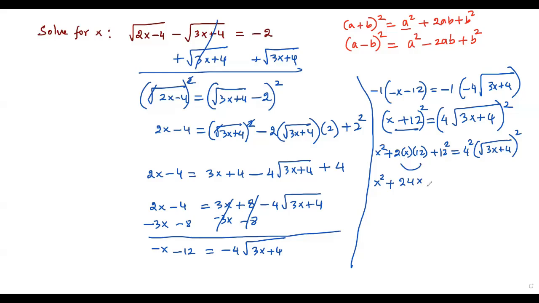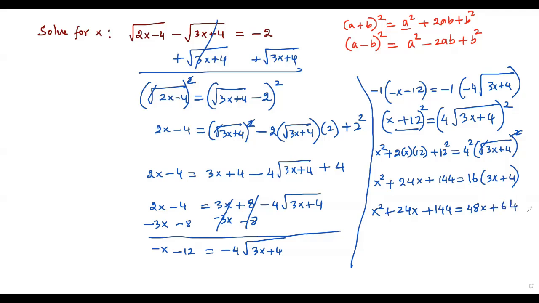Okay, now in the next step, x squared plus 2 times x times 12 will be 24x. 2 times 12 is 24. Plus 12 squared is 144, equals 4 squared is 16 on the right side. The square root and the square cancel out. I get 3x plus 4. Okay, x squared plus 24x plus 144 equals, I can distribute this 16 to this one and this one. 16 times 3x will be 48x. Plus 16 times 4 will be 64.